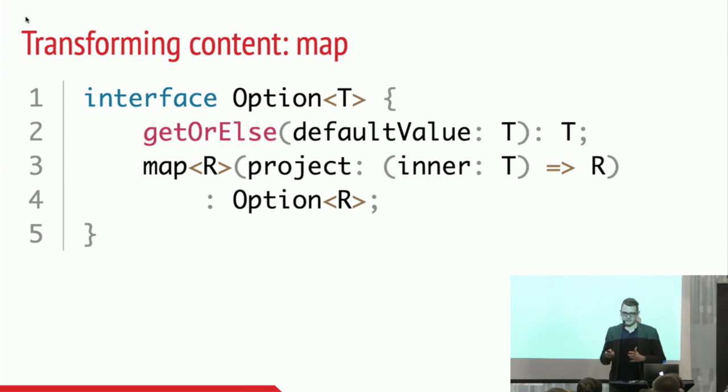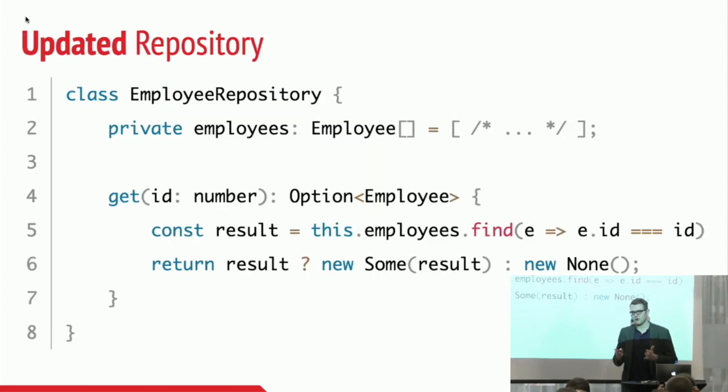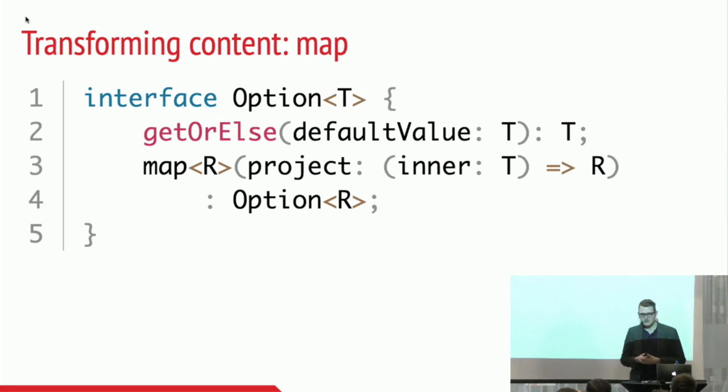So that's already some improvement, because we are more explicit about what we return from this function. But we need one more thing to do some work. We will add an operation to this Option type, and we'll call it map.